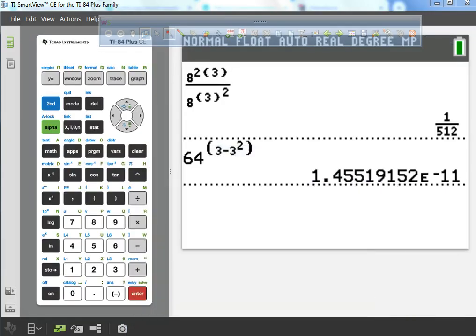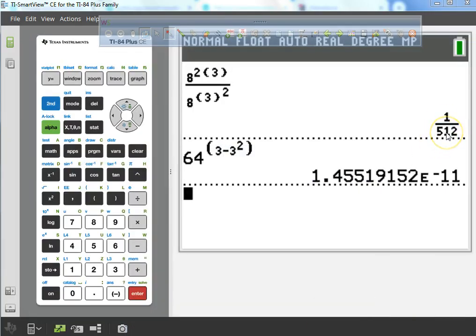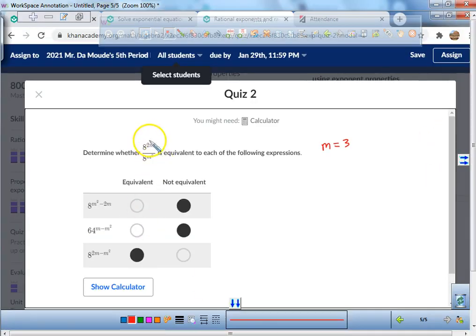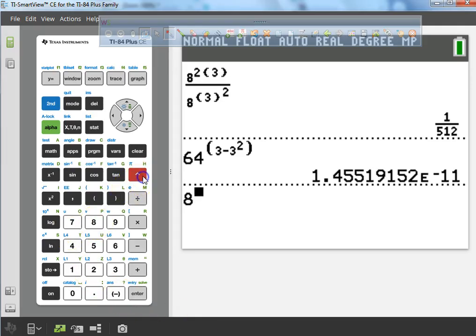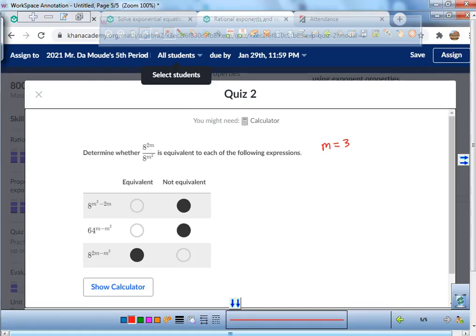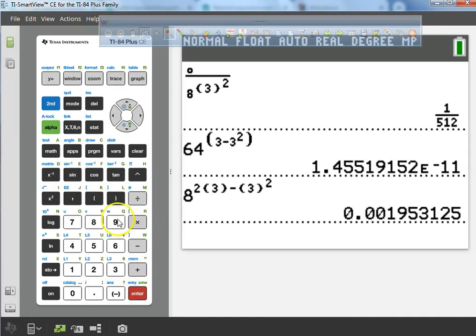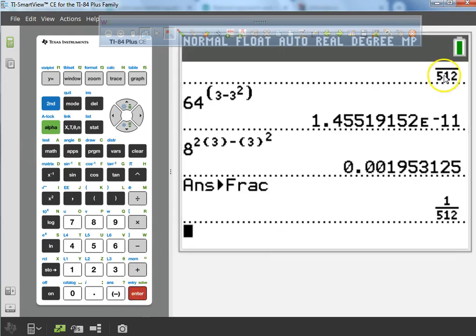That is not equal to 1 over 512. All right? So this is not equivalent to this. But watch what happens when I do this one right here. This should be equivalent. So 8 to the power of 2, open parentheses, 3, close parentheses, minus, open parentheses, 3, squared. If I press enter, hit math, enter, enter. Do you see how I've hit, these definitely are equal to each other?